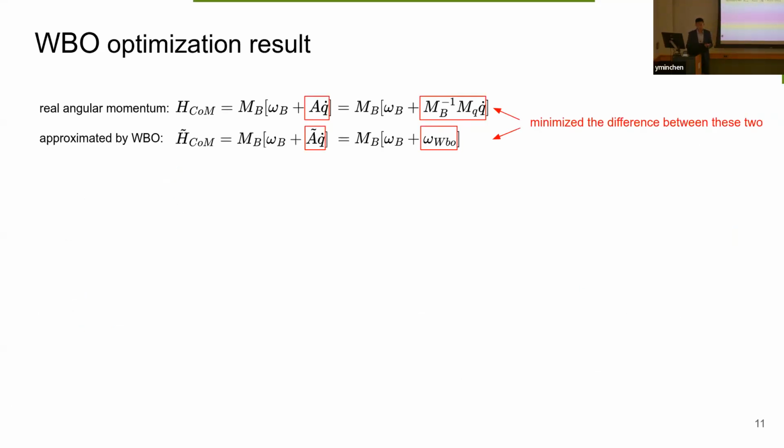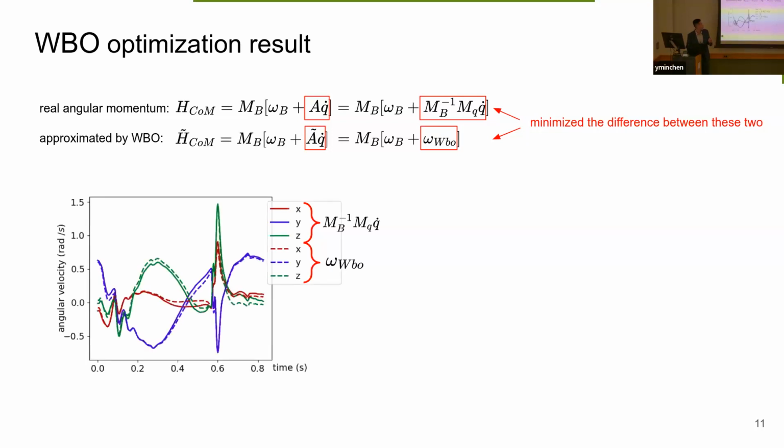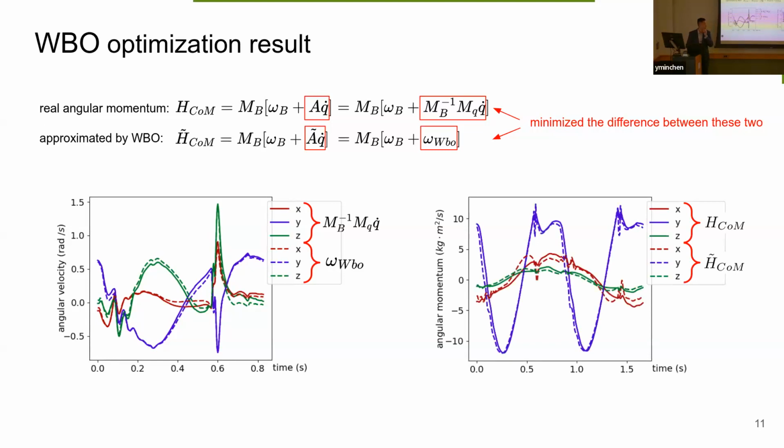So now here I just show you the approximation, basically the fitting result. So in the optimization problem, we minimize the difference between A and A tilde. And here I'm plotting A times Q dot, this term, and also the A tilde times Q dot. And we can see the difference is pretty small, approximated pretty well. If we look at the angular momentum, it also fits pretty well.